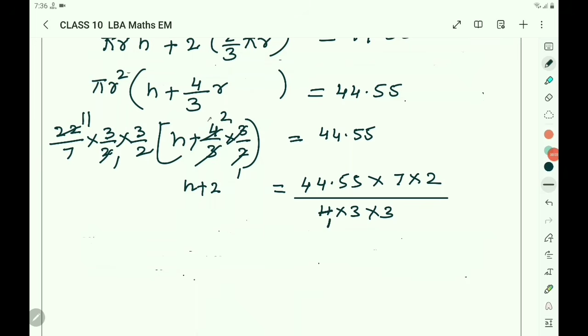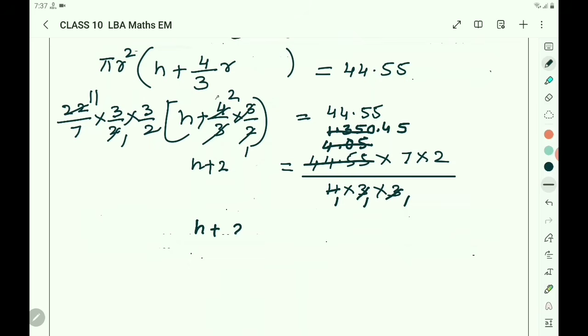11 ones are 11, 11 fours are 44. This 5 is smaller than 11, so you take 0, and 11 fives are 55. Then 3 ones are 3, 1 0 is remaining, 3 threes are 9, 3 fives are 15. Again 3 ones are 3, 3 fours are 12, 1 5 is remaining, 3 fives are 15, so you got 0.45.